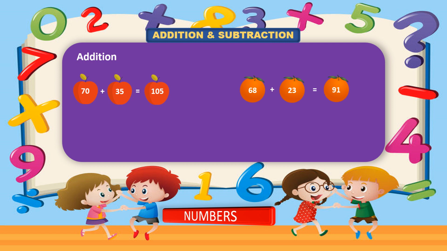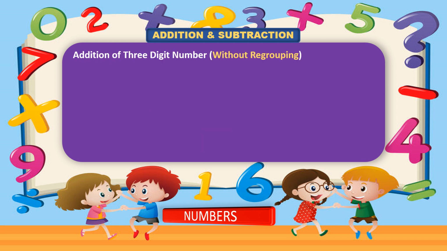68 plus 23 is equal to 91. 51 plus 37 is equal to 88. Addition of 3-digit number without regrouping.